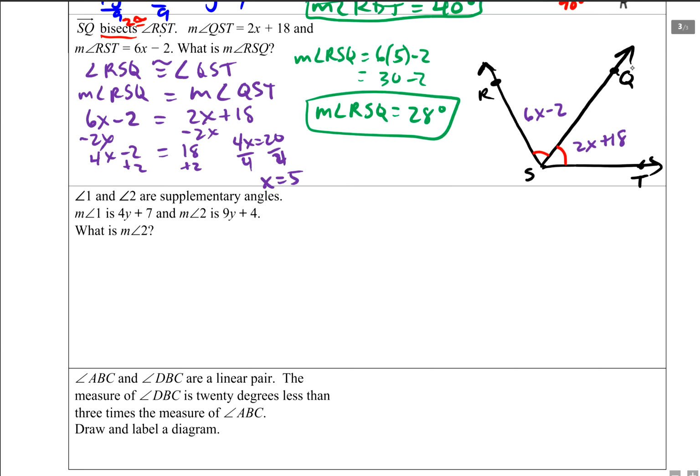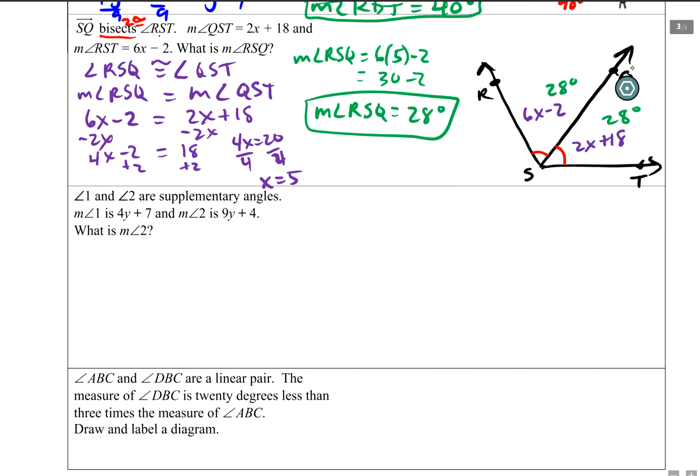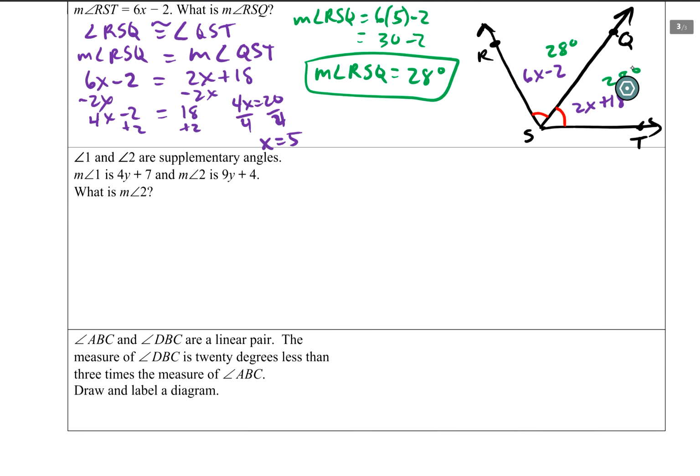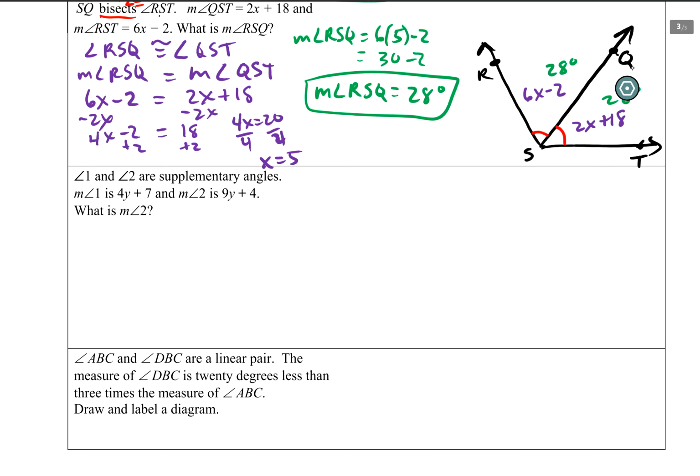So I could go to my diagram and label this 28 degrees. And if I do that, what else can I do? That's 28 degrees as well. They are congruent. Congruent means equal measure. Oh, hey, I think we can finish this all in one shot.